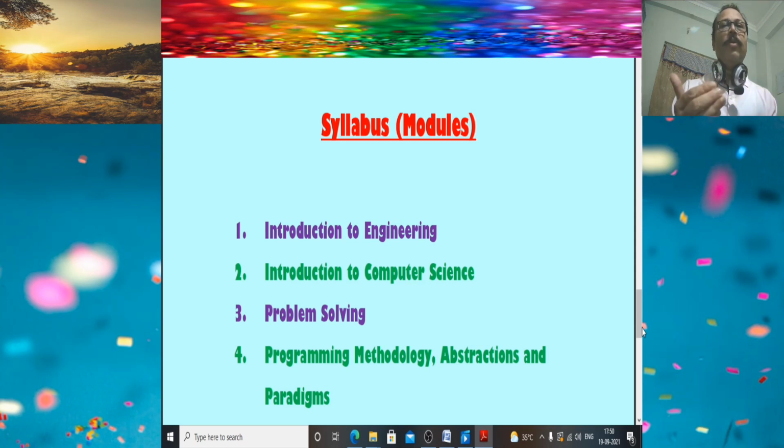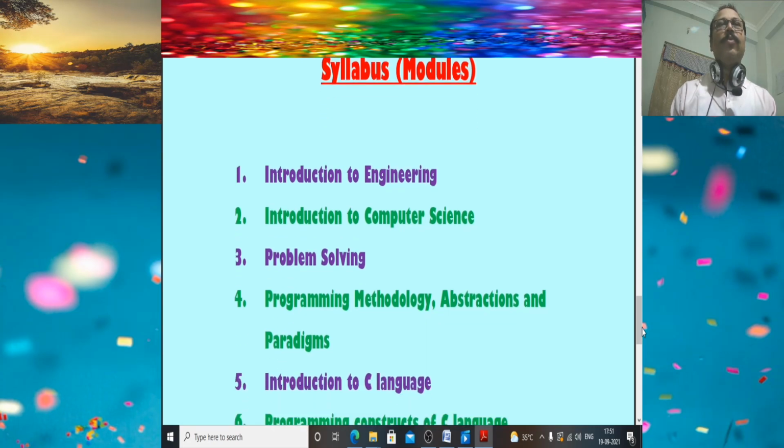You may follow all the modules in sequence, or depending on your previous knowledge, you may skip some modules also. I'm going to tell you which modules you have to concentrate on, and depending on your interest, you may skip a few modules. But the recommended one is you follow all the modules in sequence. So the first one is Introduction to Engineering.